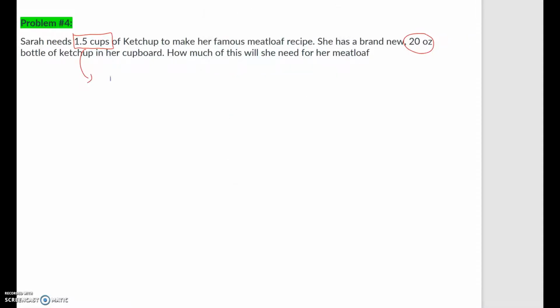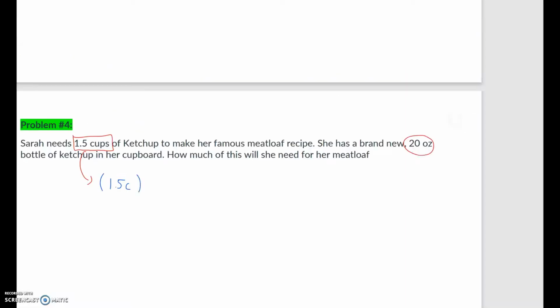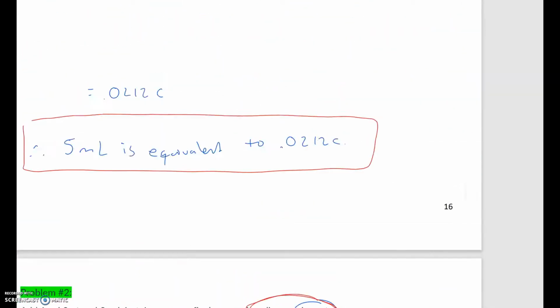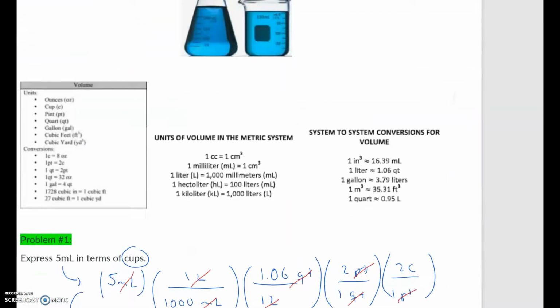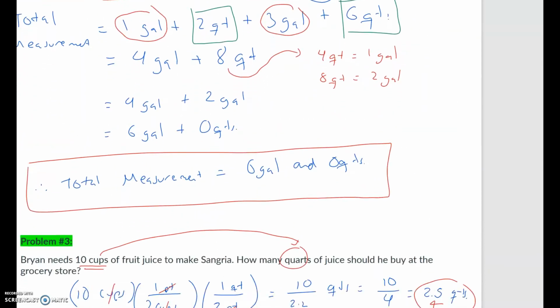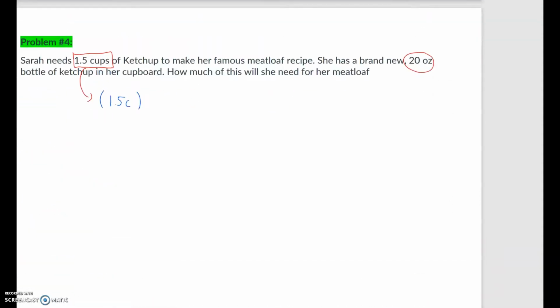This will be 1.5, and I'm just going to write it as C. Let's take a look at the conversions. The conversions are going to be that, oh, this is an easy one. 1 cup is 8 ounces. So let me rewrite it as times the proportion, and technically 1 cup is 8 ounces.